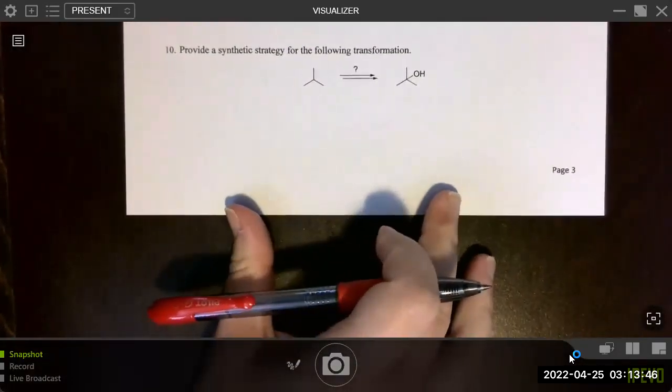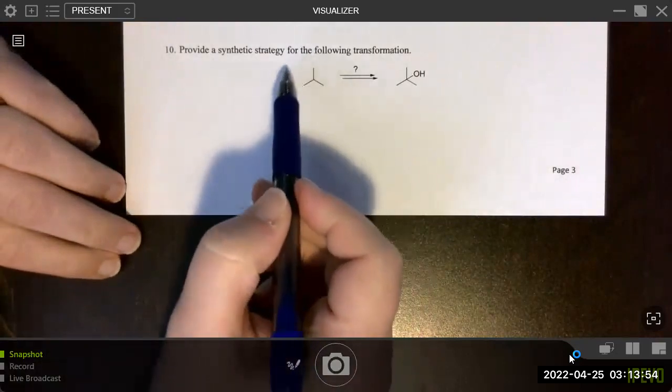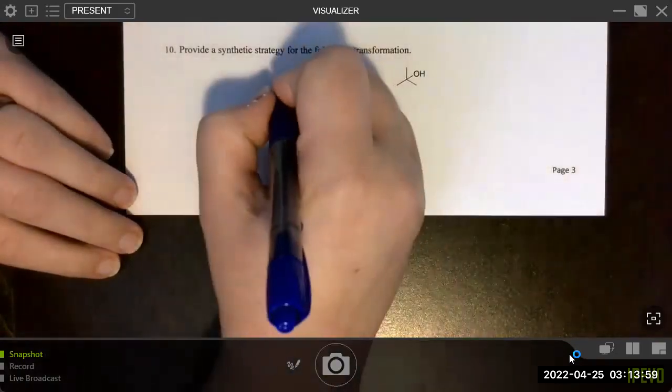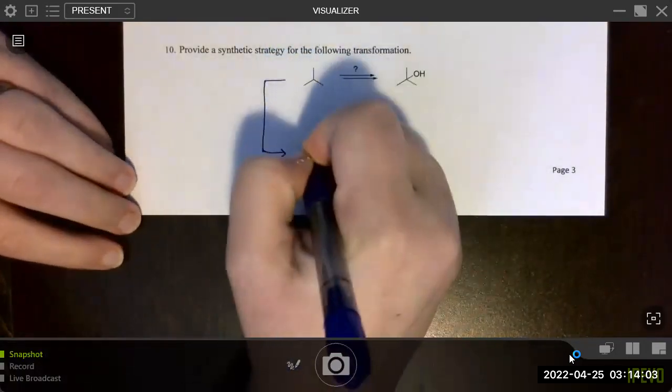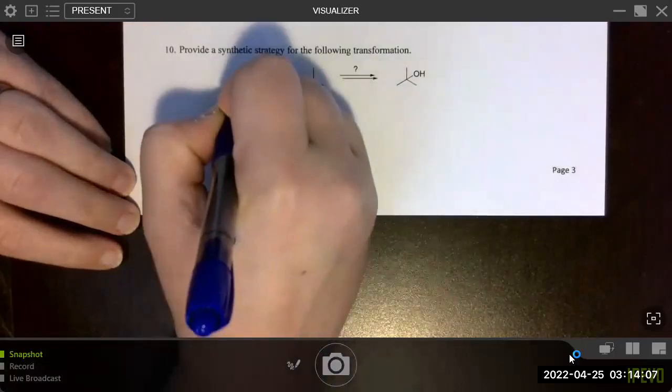Let's do some multi-step synthesis. Provide a synthetic strategy for the following transformation. So recall that if you're starting with an alkene, you only have one option for your first reaction. Right? You must do radical halogenation.